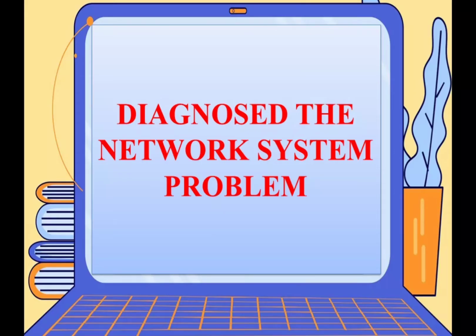Diagnose the network system problem. The main network type used in most households is TCP/IP, or what we call the Transmission Control Protocol or the Internet Protocol. This TCP/IP is the standard protocol used on the Internet. So, in diagnosing the network system problem, first we have the features.